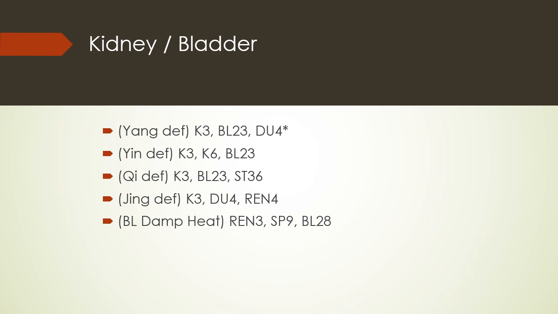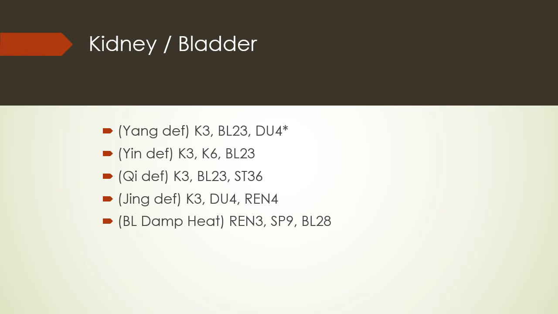For the kidney, the basic point combination is kidney 3, bladder 23. It pretty much does it all in terms of the kidney, and you can use it for any kidney related situation. For yang deficiency, very commonly you will see Du 4, which is the point for the Mingmen or the fire at the gate of life, especially treated with moxibustion.